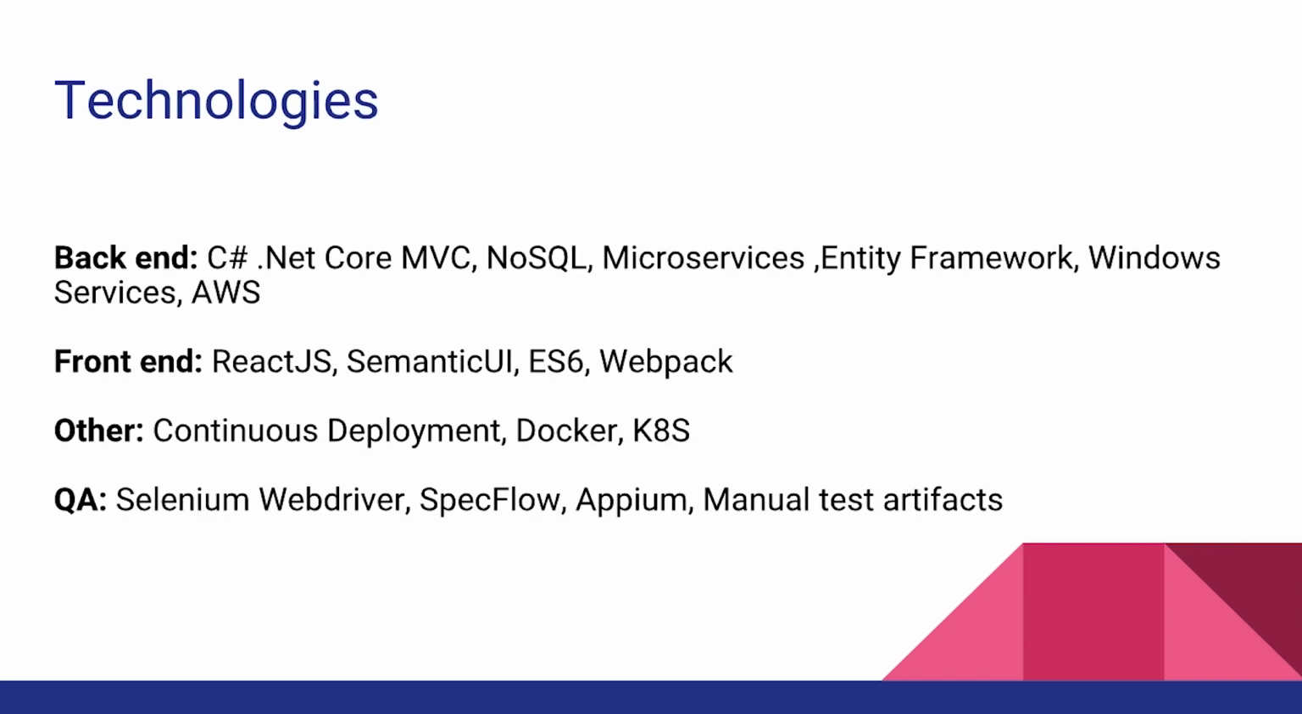Okay. All the technologies behind the Mars project are a little bit different from the Keys project. All the backends use C#, .NET Core, MVC. Instead of SQL Server, we're using NoSQL. And all the APIs are put into microservices. This is a microservices architecture. And then we're using LINQ, Entity Framework and Windows services. We're also using some AWS cloud services as well.